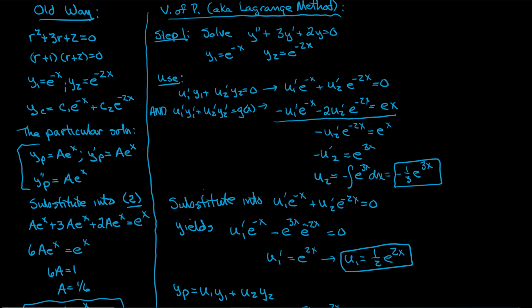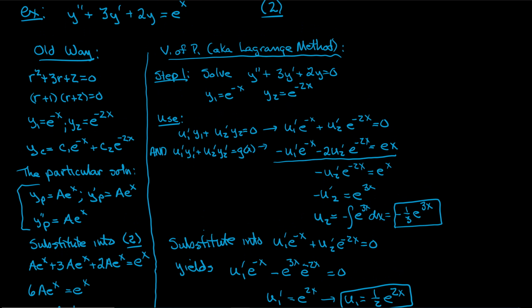Okay, so suppose we had not solved our problem, that one at the top of the screen now, using the method of undetermined coefficients. We're just thinking, I'm going to do the Lagrange method. Okay. As with the other earlier method, we're still going to solve the homogeneous solution. We get the same two solutions. y1 equals e to the negative x, y2 equals e to the negative 2x. This is where things change up a bit.